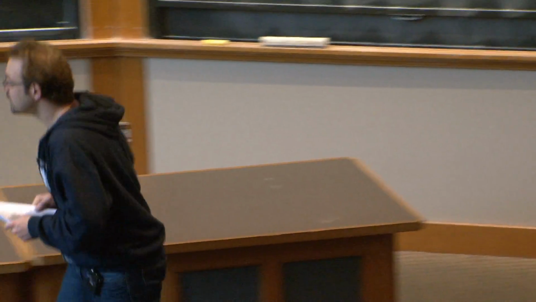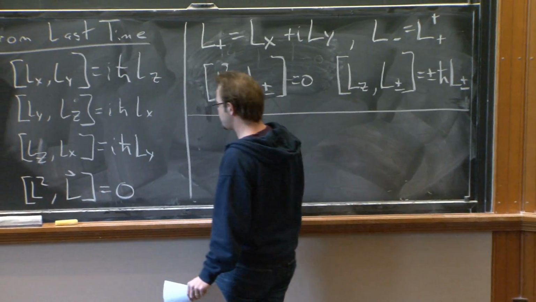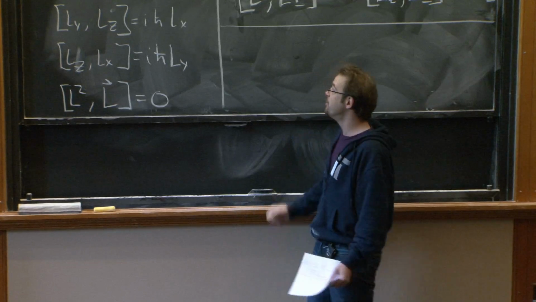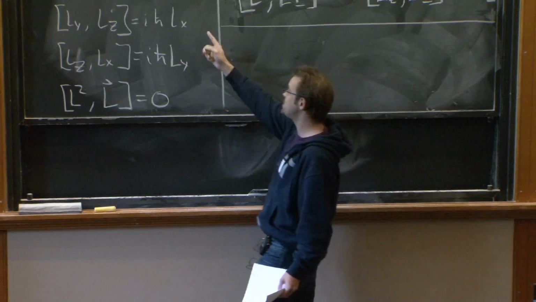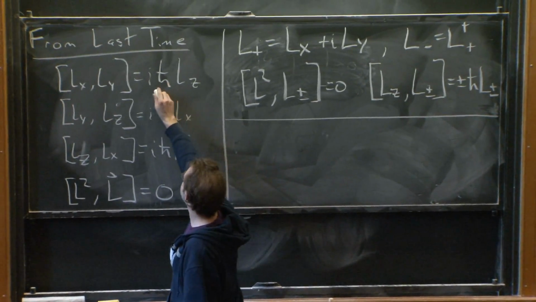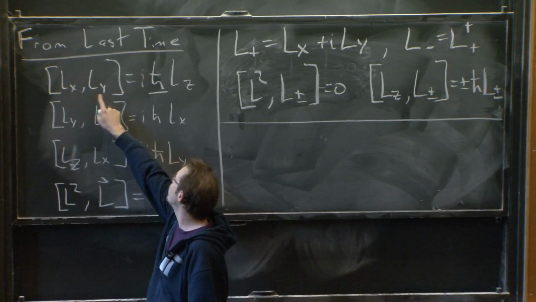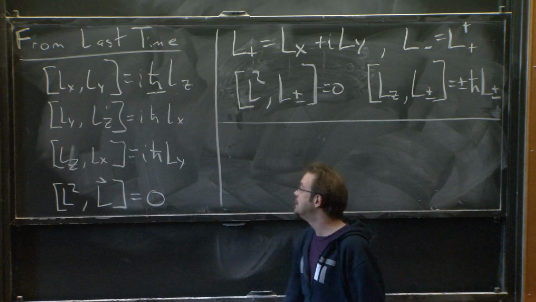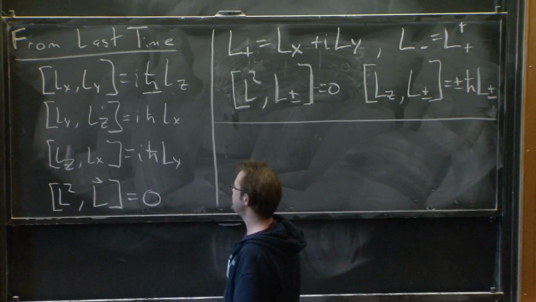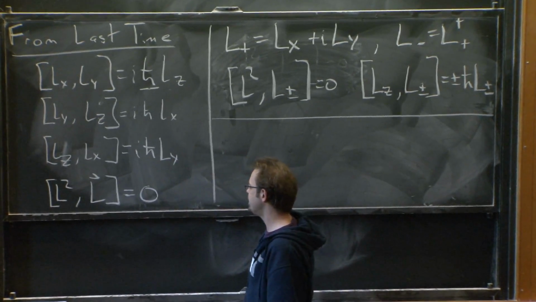OK, so from last time, these are the commutation relations which we partially derived in lecture and which you will be deriving on your problem set. It's a really good exercise. Commit these to memory. They're your friends. Key thing to keep in mind: h bar has units of angular momentum. So when you see an h bar in this setting, its job in some sense is to make everything dimensionally sensible.